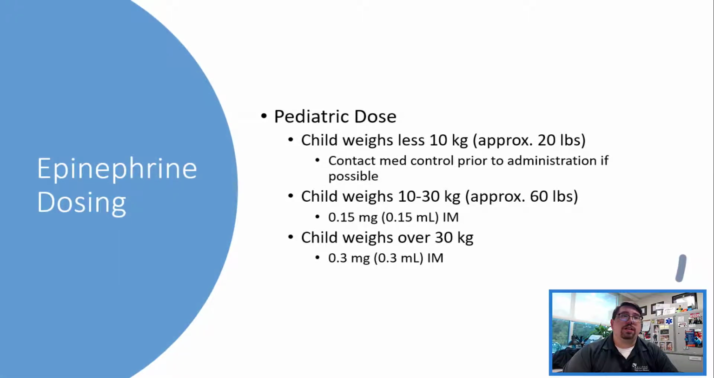For our epi dosing for pediatrics, if the child weighs less than 10 kilograms or approximately 20 pounds, we should be contacting medical control prior to the administration if possible. If the child weighs between 10 to 30 kilograms or approximately 60 pounds, we should be administering 0.15 milligrams or 0.15 milliliters intramuscular. If a child weighs over 30 kilograms, we should be utilizing our adult dose of 0.3 milligrams or 0.3 milliliters intramuscular.